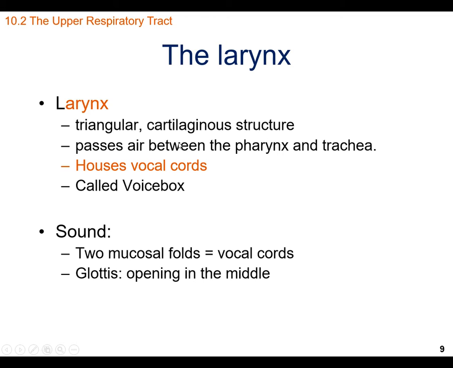Your larynx is a triangular cartilaginous structure, and it's in the middle of your throat. It passes air between the pharynx and the trachea, but it's also what houses your vocal cords or your voice box. The sound is produced by having two folds, or your vocal cords, and you can use muscles to tighten or loosen those folds, allowing you to vibrate air across them. The glottis is the actual opening in the middle.